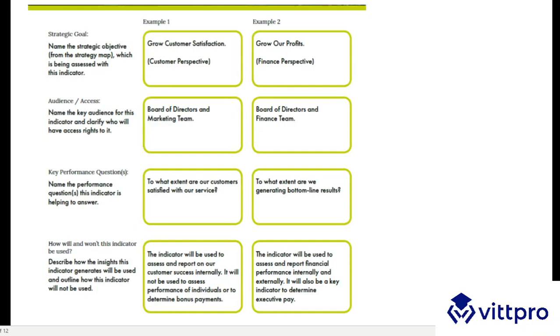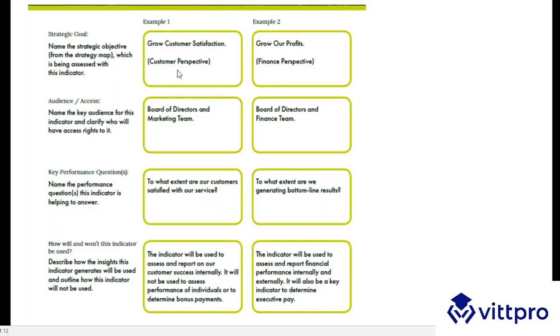This is a KPI development framework that I use in my teaching. There are two examples that we are giving. Top down means you have to identify your strategic goal. Let's look at them one by one. The first example of the strategic goal is to grow customer satisfaction. So it's a customer perspective, right?